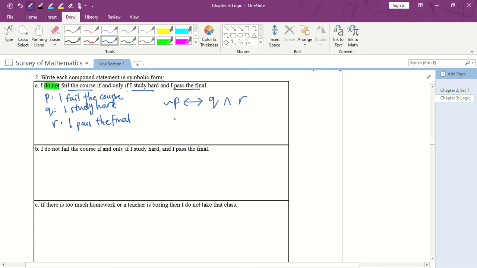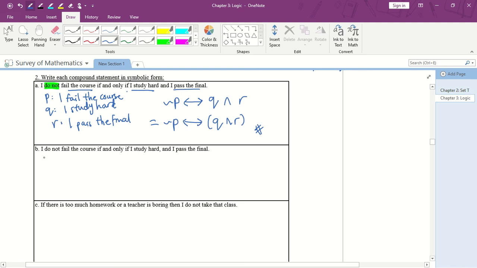Just come back to this for a while. Negation P, biconditional, Q and R. So if we know this is the most dominant, we can also write it as P biconditional (Q and R). The same thing, right? Because this is the most dominant, that's why we put a parenthesis here.